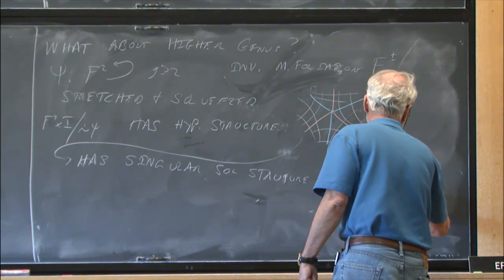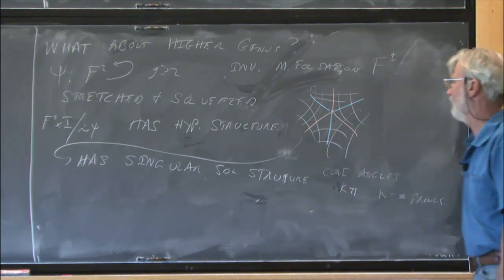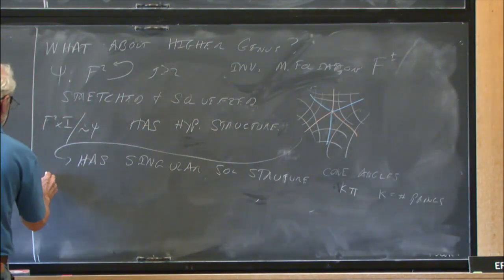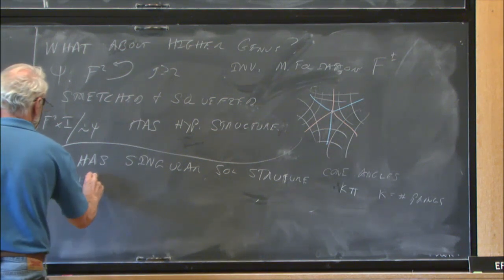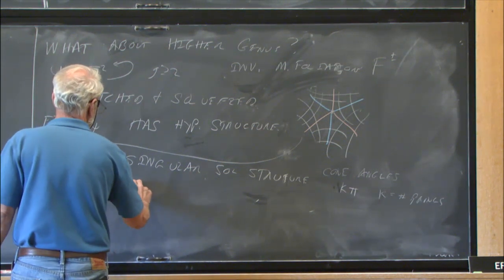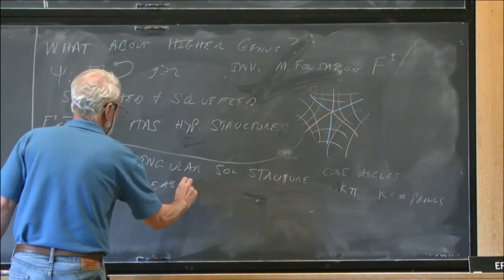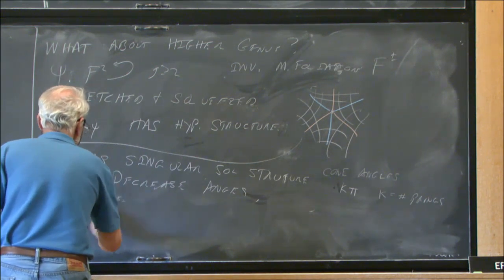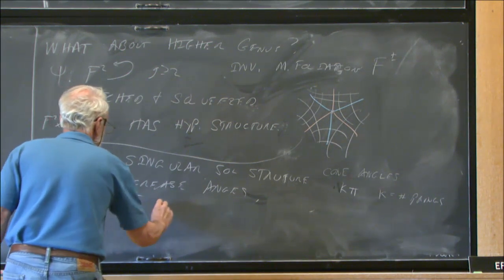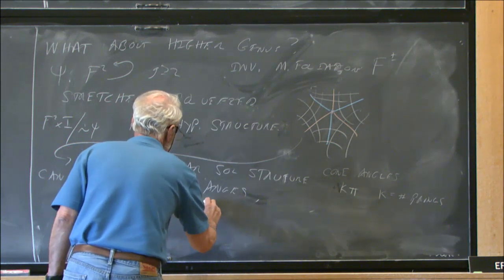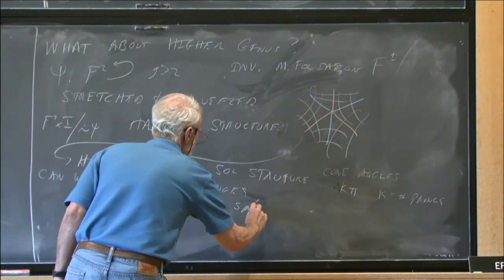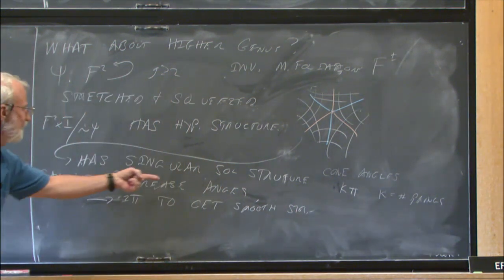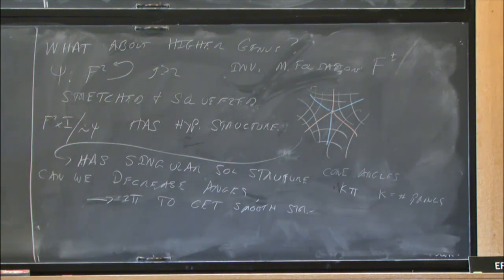But, let me just finish, okay? I'm already over time. So the question here is, can we decrease cone angles back to 2 pi to get the smooth structure, smooth hyperbolic. Again, decrease the cone angles going through hyperbolic structures and so on.